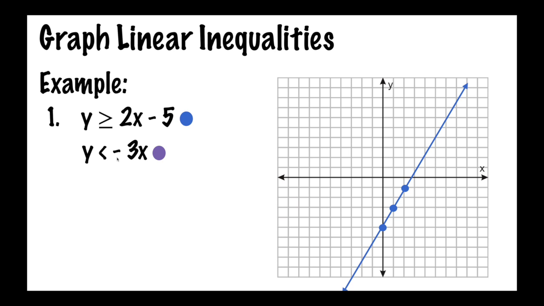Now this other one is going to start at 0, and it has a slope of negative 3. So we go down 3 to go over 1. And that ended up right here.